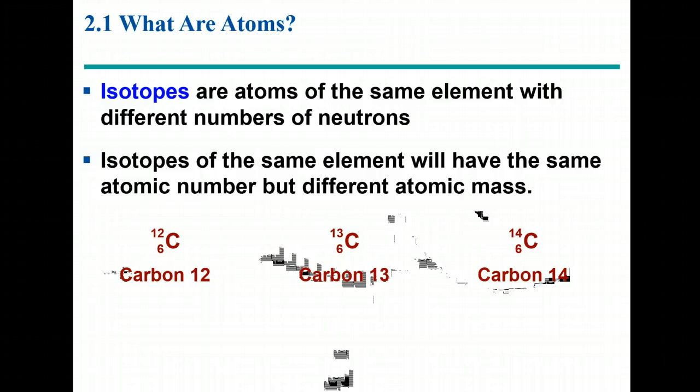While the number of neutrons change for isotopes, the number of protons stays the same. Carbon 12 has 6 protons, carbon 13 has 6 protons, and carbon 14 has 6 protons. And since these are considered electrically neutral, that means the number of electrons should also be the same as the number of protons. So therefore, carbon 12 has 6 protons and 6 electrons. Carbon 13 has 6 protons and 6 electrons. And carbon 14 has 6 protons and 6 electrons.